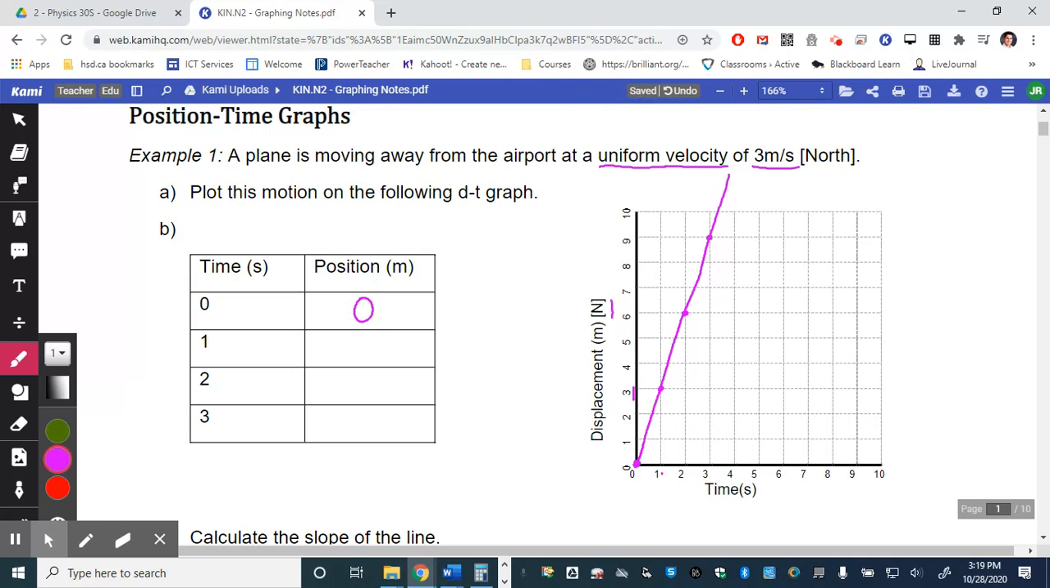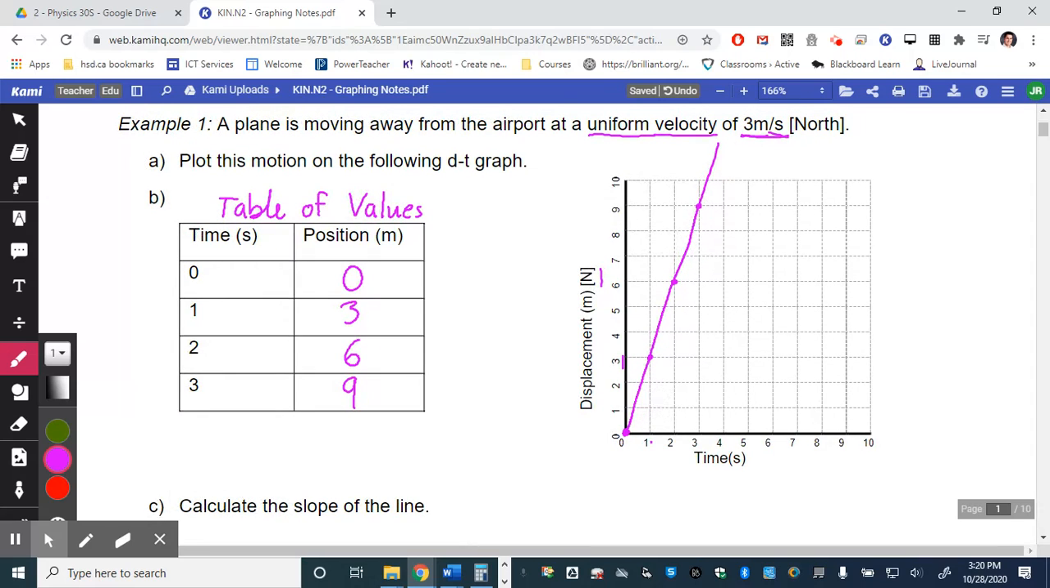After 0 seconds, we had moved 0 meters. Why are we doing this? This is called a table of values. You should have seen this in math multiple times already. And if you haven't, I'm pretty sure you have not been listening. After 1 second, we will have moved 3 meters. After 2 seconds, we will have moved 6 meters, and after 3 seconds, 9 meters, because we are moving 3 meters every second. So after 1 second, 3 meters, 3 more. Hopefully you can see how a table of values is related to this graph.